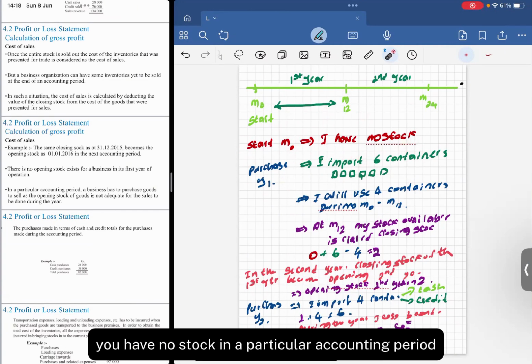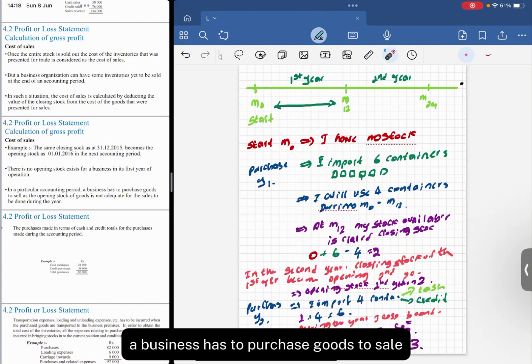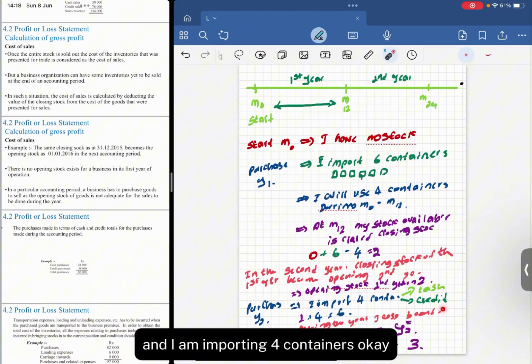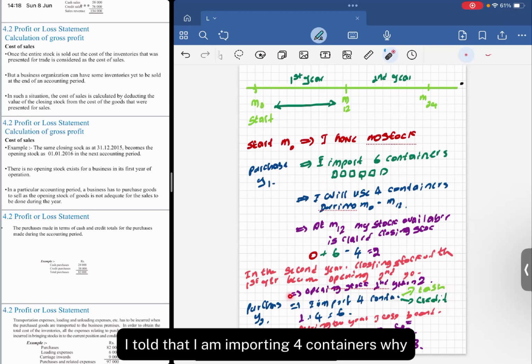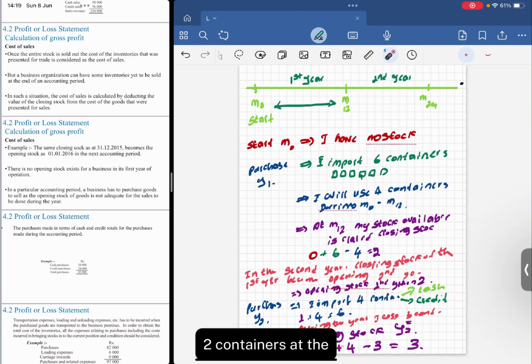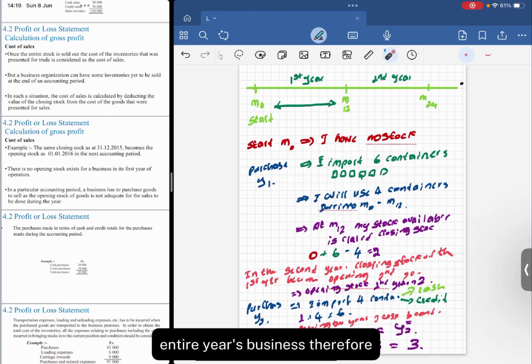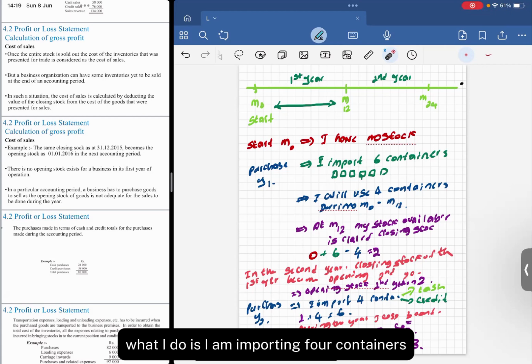In a particular accounting period, a business has to purchase goods to sell as the opening stock of goods is not adequate for the sales to be done during the year. So here I told you, in the second year, I have these 2 containers as opening stock and I am importing 4 containers. Why? Because the remaining two containers in the opening stock are not sufficient for my entire year's business. Therefore, I am importing 4 containers.